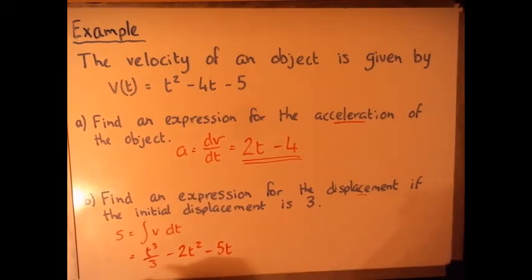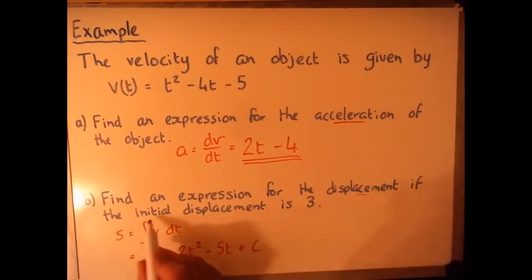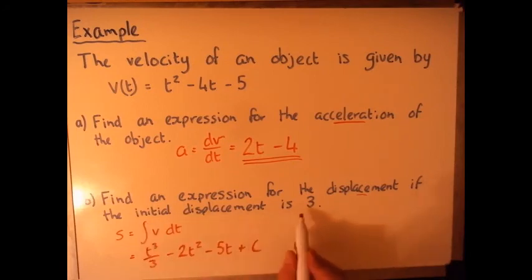And when I integrate, because it's not a definite integral, I've got no limits here, I'm going to need my constant of integration. So I now have an expression for displacement, but this constant of integration doesn't really help me here. I need to know what that number is. And that's where these initial conditions then come in.